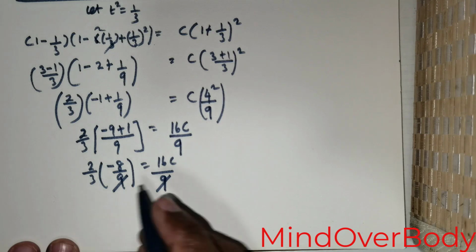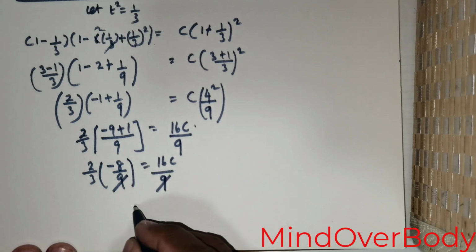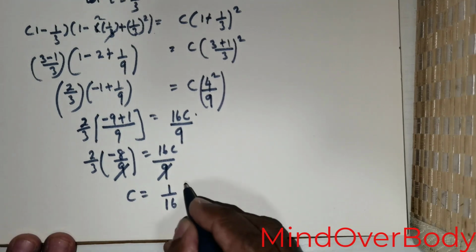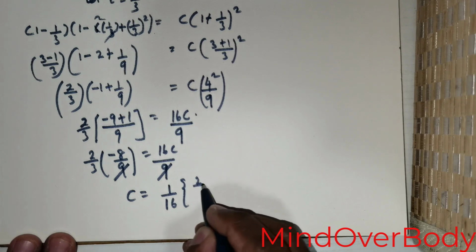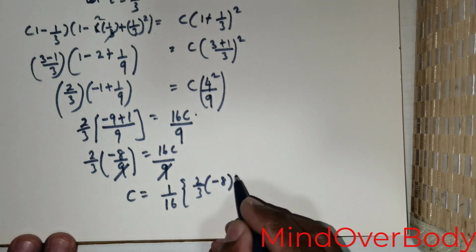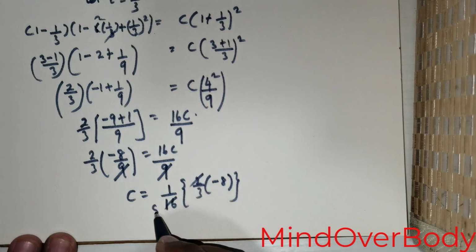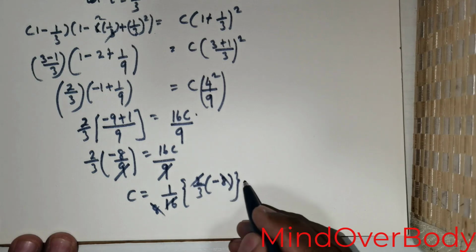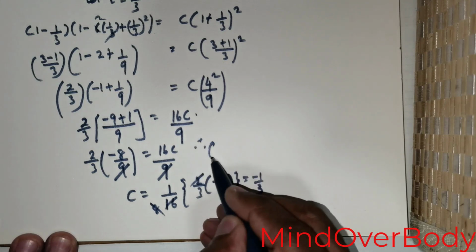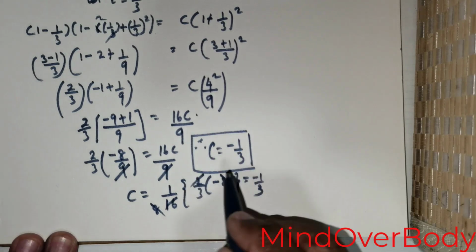Let me just push the 16 down, so let me use this space. So c is equal to 1 over 16 times 2 over 3 of negative 8. This is what we've got. So 2 divides 16 8 times, and 8 and 8 get cancelled, giving me negative 1 over 3. Therefore c is equal to negative 1 over 3. So that's a nice value we have got.